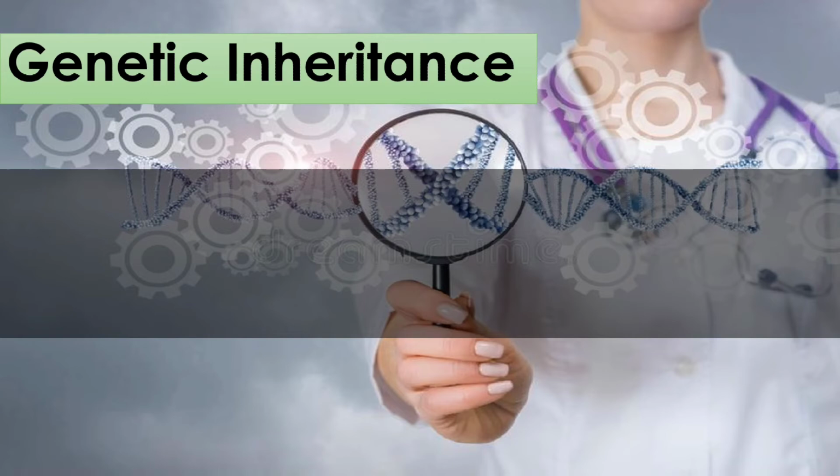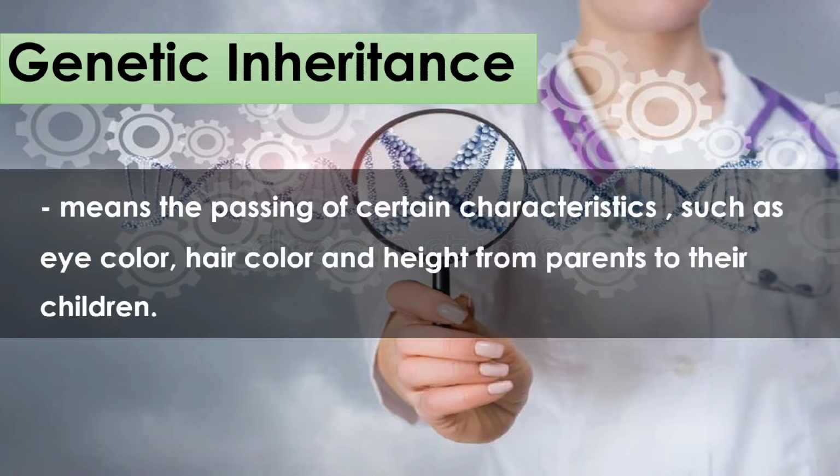We also have genetic inheritance. Genetic inheritance means the passing of certain characteristics such as eye color, hair color, and height from parents to their children. We get that from our parents, from our genes. For example, we can get our eye color from our mother or our father. If our mom has curly hair, there's a probability that you can also get curly hair. So that is genetic inheritance.